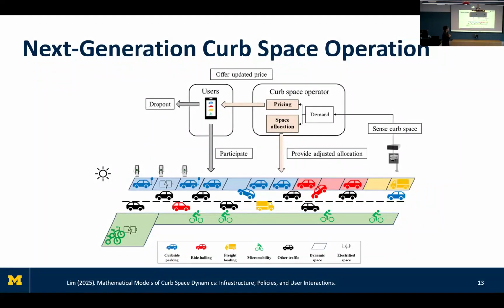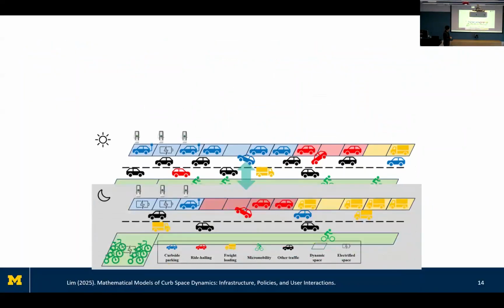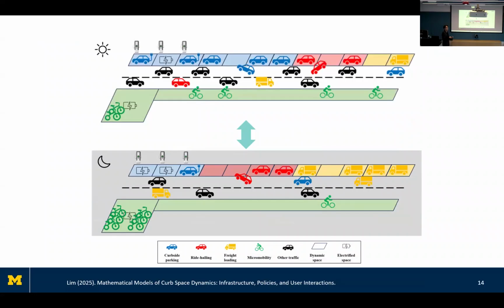Then when we observe this demand, the curb space operator can develop different dynamic policies, such as adjusting the space allocation or adjusting the pricing to control the demand level. Then the users will observe those prices and the available spaces, and they're going to make a strategic decision whether they want to participate or drop out from the system. This dynamic setting can be done in a spatial temporal context, where, for example, at daytime and nighttime, based on the demand composition and level, the space allocation can differ to provide the best service to the urban roads.